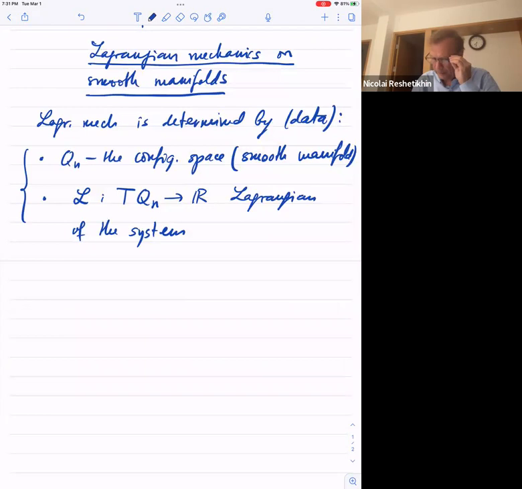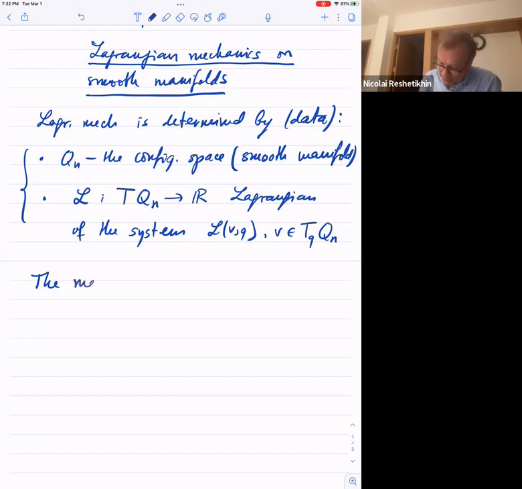So this is the set of data, and the main principle. Maybe I should say that it's a function of 2 variables, where v is the velocity. It's a tangent vector to our configuration space, and q is a point in the configuration space. This is the natural way to think about the Lagrangian.